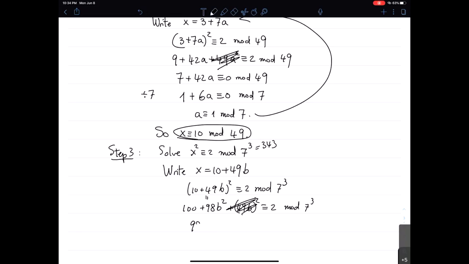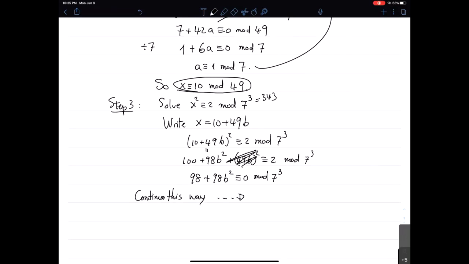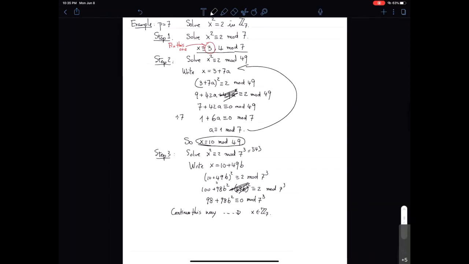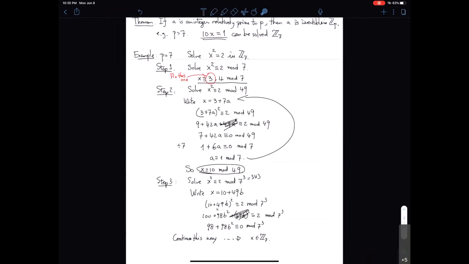And then now you have this mod 7 cubed, and then you divide by 49, and then solve for b, and then bring it back, and then continue this way. Basically, the upshot is that each time, you always have something with a 7. So this is 7 squared times something, and this is 7 times 7. If you divide by 7 squared, you can always solve for b. If you continue this way, you will get what x is in Z7. So indeed, you can really find a square root of 2 in Z7.